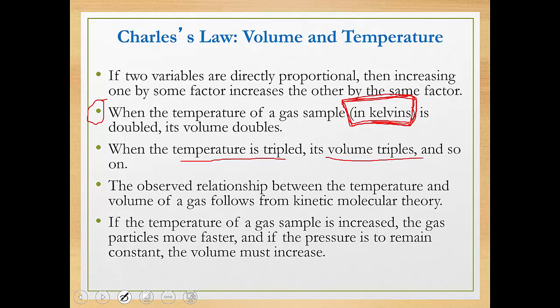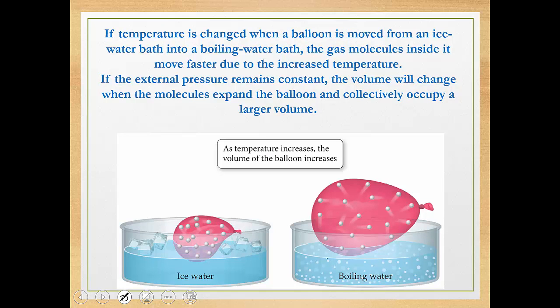Now, this follows from the kinetic molecular theory as well, based on the movement of the particles. If the temperature of a gas sample is increasing, that means I'm putting more energy into the particles. They're moving faster, and I can't change the pressure. I have to keep the pressure where it is. I have to keep the number of collisions the same. So to do that, I've got to give them more space because they're moving faster. So I have to space them out a little more. So volume has to increase if the temperature increases, keeping the pressure the same.